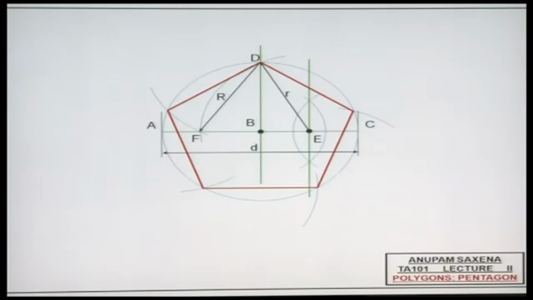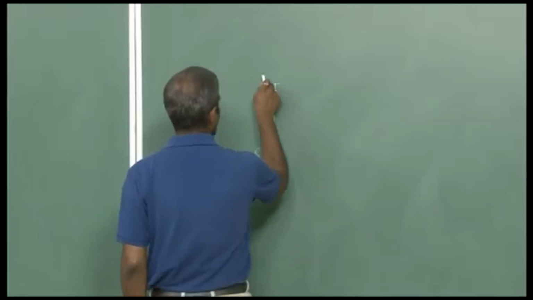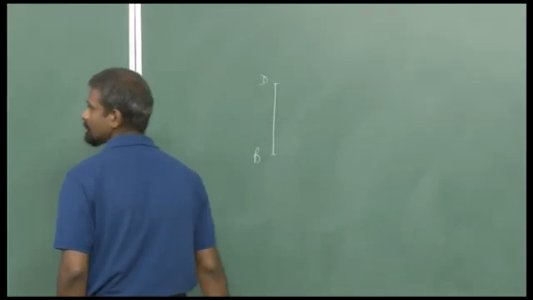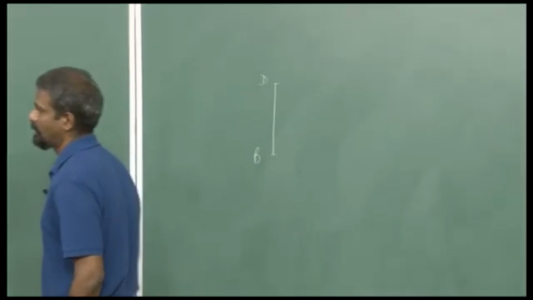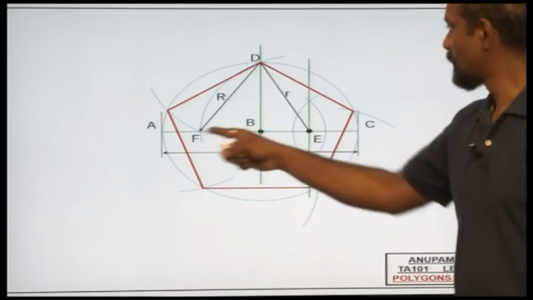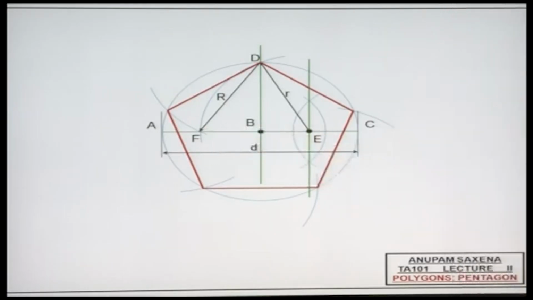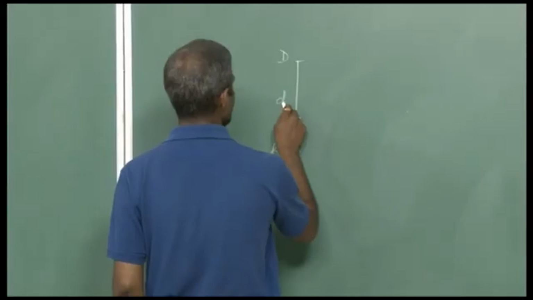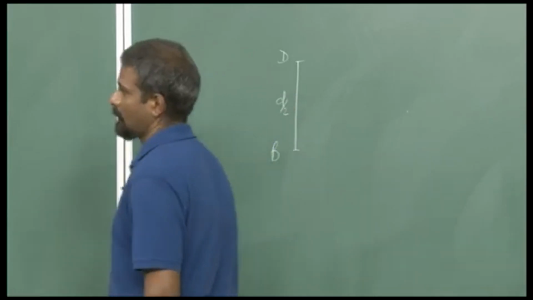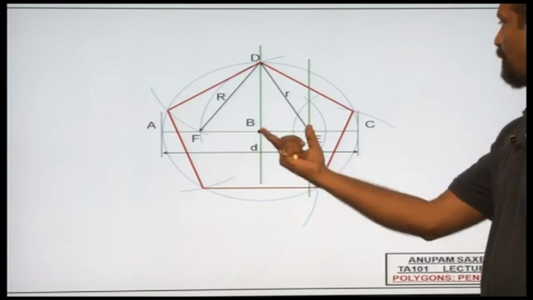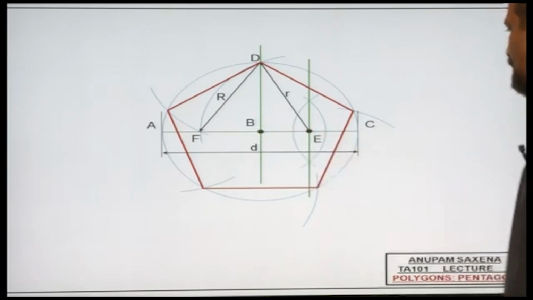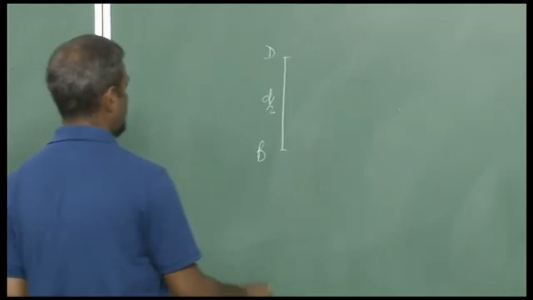So, this is my point B. Here is my point D. DB is half of the diameter of the circle. So, it is d over 2. Now, this distance is again d over 2 and BE is half of BC. So, BE would be d over 4.